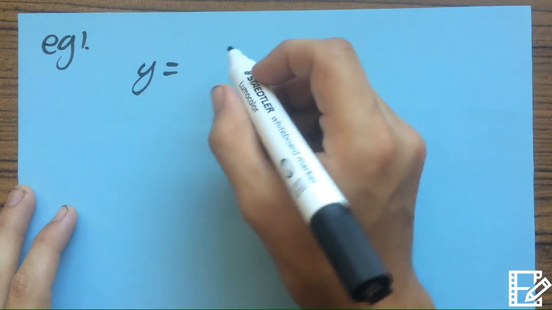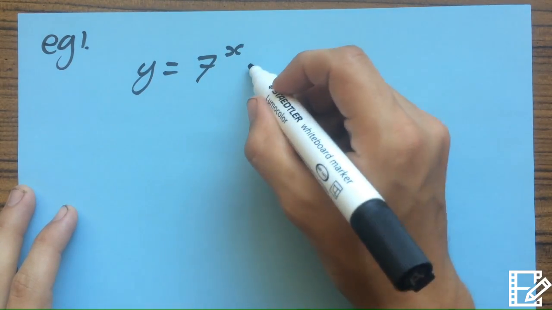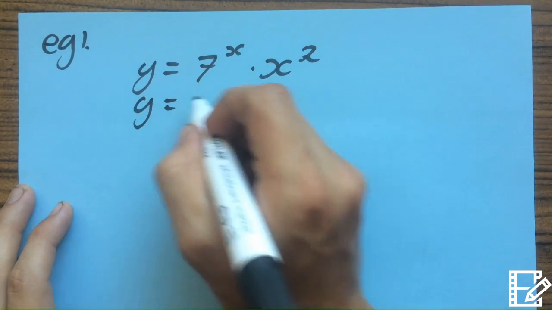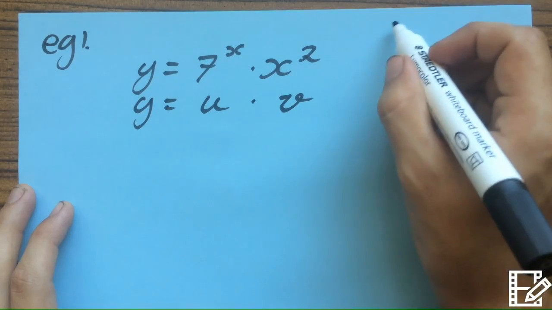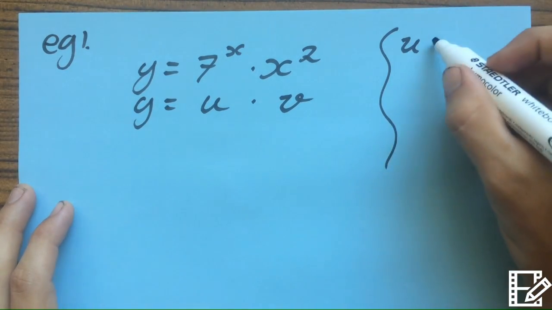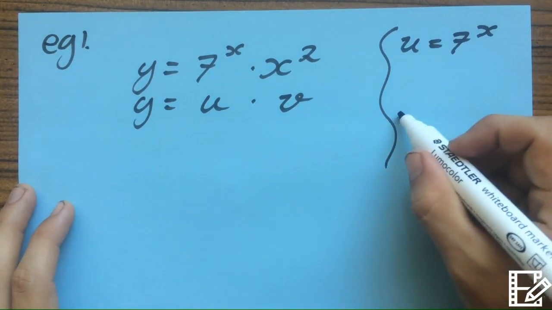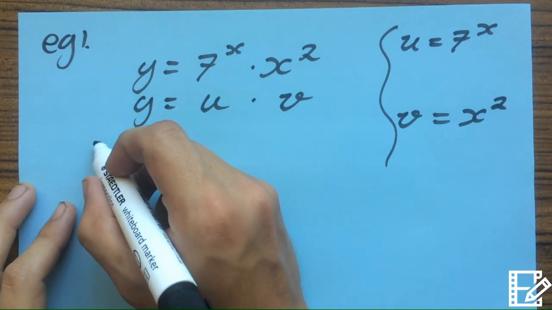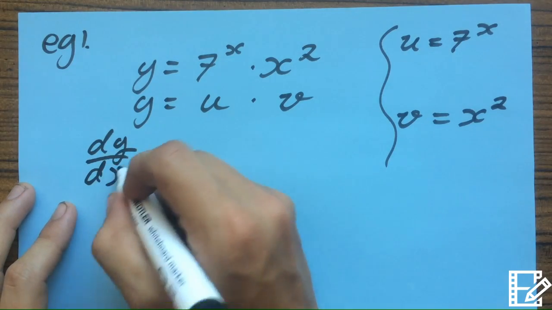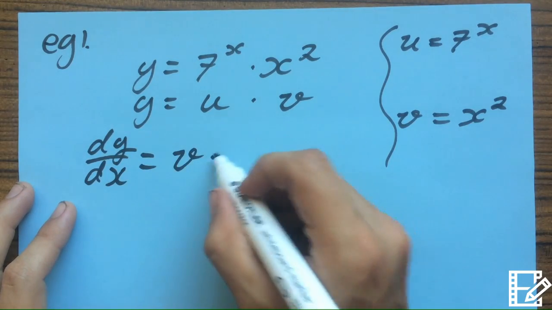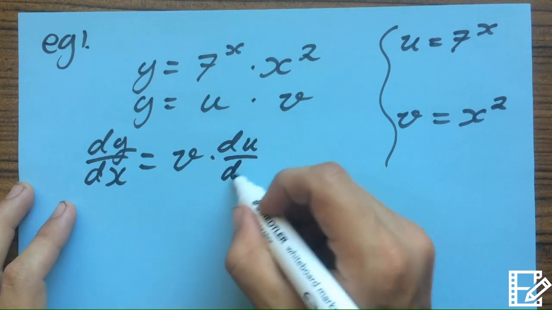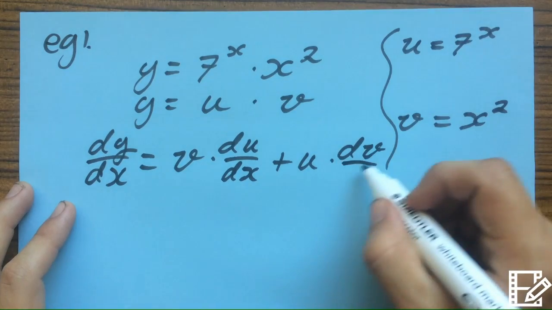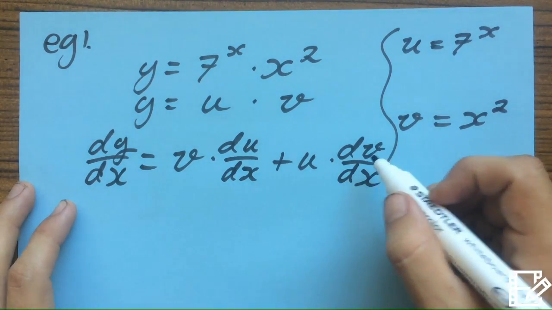Let's say we have y equals 7^x times x squared. We have a u and a v, we'll label them. We'll make u equal to 7^x, and we'll make v equal to x squared. Now, if we write out the formula for the derivative, it says we're going to need the derivative of the u and the derivative of the v.